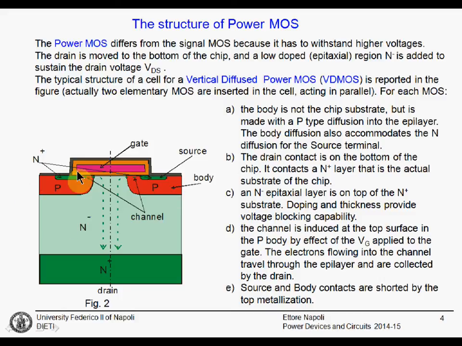Thanks to this structure with the drain on the bottom, it is possible to introduce between the body region and the N plus drain a very large, low-doped, thick layer. That is the usual drift layer, epilayer structure that we see for the power devices. This is the region that will help increase the voltage capability of the device.